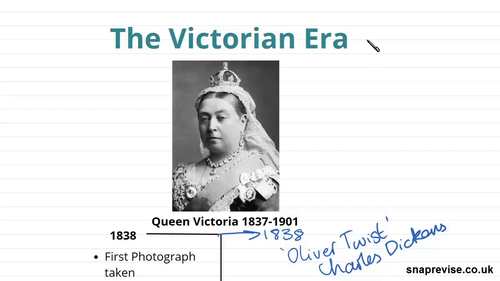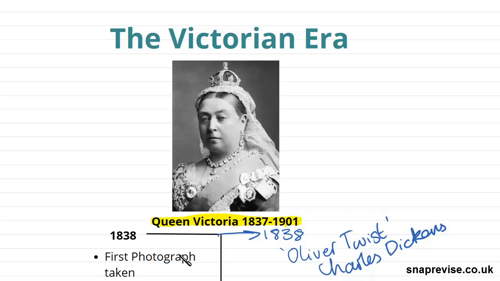Just to say here, this is very much a few random and important events that occurred in the Victorian era. Obviously, many more things happened in this time. These are just the key things that I've picked out that I think are either important or interesting to know about. The Victorian era is most often referred to as the reign of Queen Victoria, which was in 1837 to 1901.